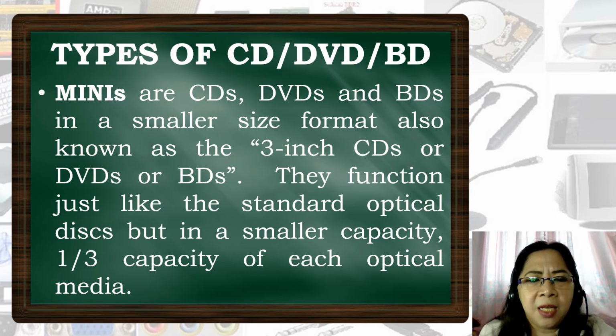The last type of CD, DVD, and BD is the mini. Minis are CDs, DVDs, and BDs in a smaller size format, also known as the 3-inch CDs or DVDs or BDs. They function just like the standard optical discs but in a smaller capacity, which is one-third the capacity of each optical media. Mini CD, mini DVD, or mini BD is usually used in gadgets like PSP.